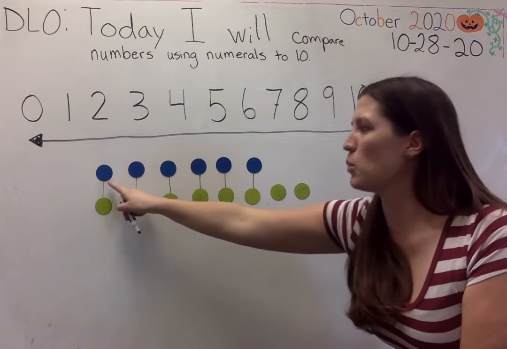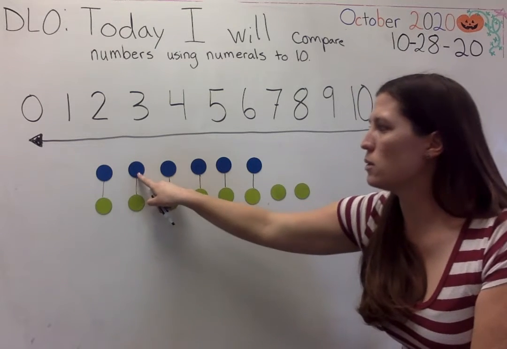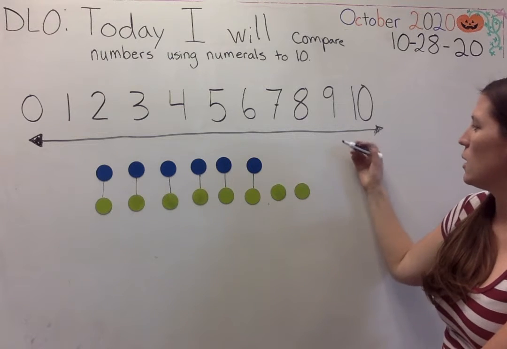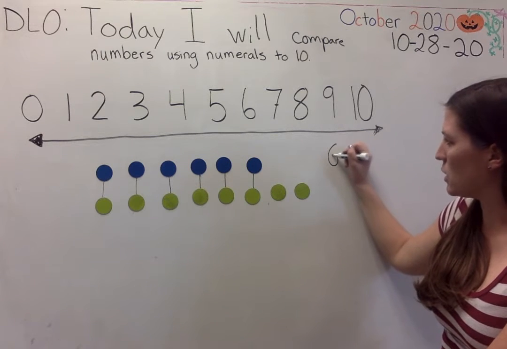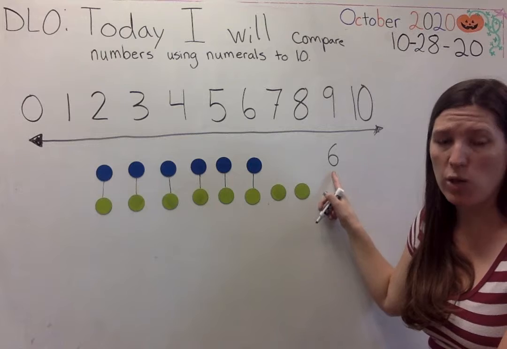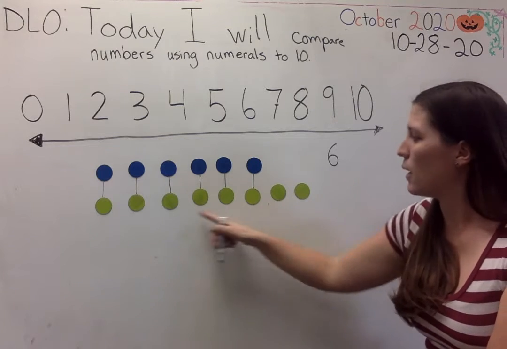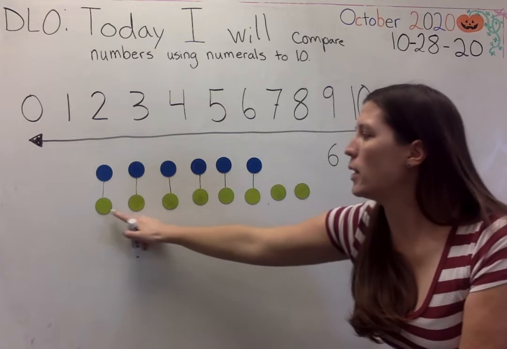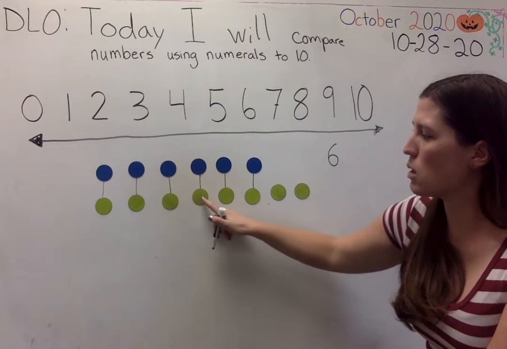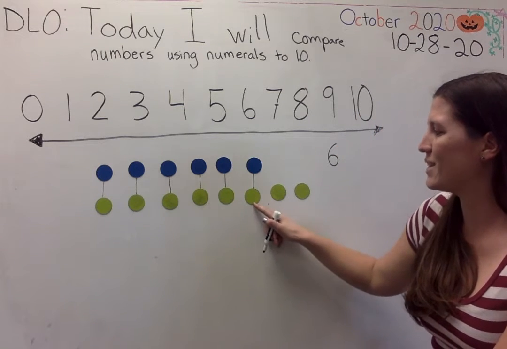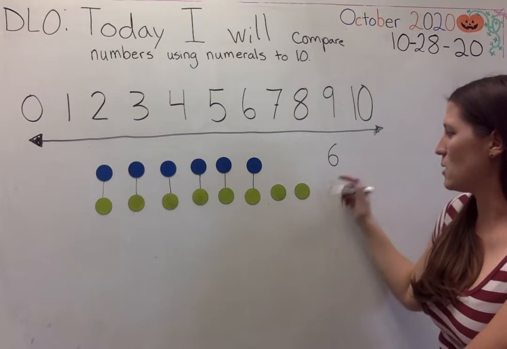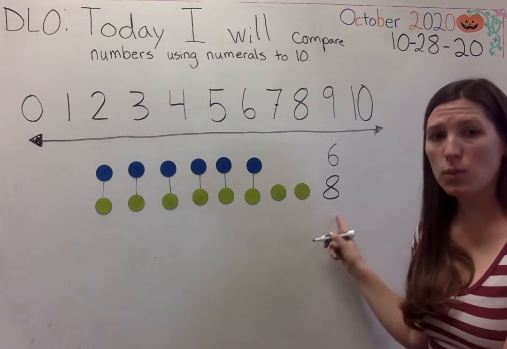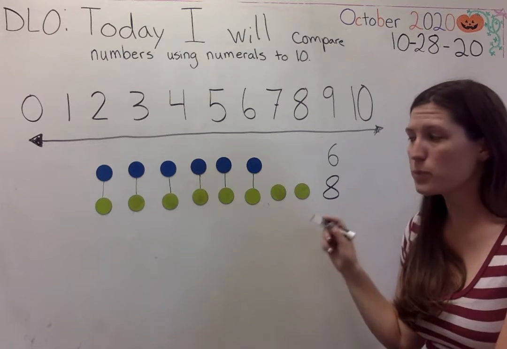Let's count. How many blue do we have? 1, 2, 3, 4, 5, 6. Make a loop until it sticks. That's the way you make a 6. Now, let's count our green ones. Count with me. 1, 2, 3, 4, 5, 6, 7, 8. Make an S and close the gate. That's the way you make an 8.